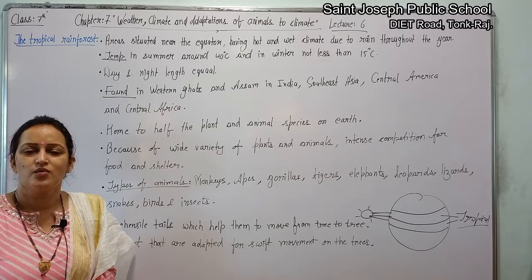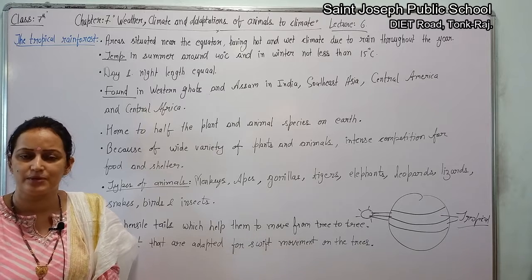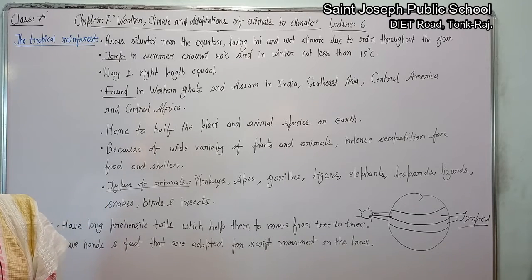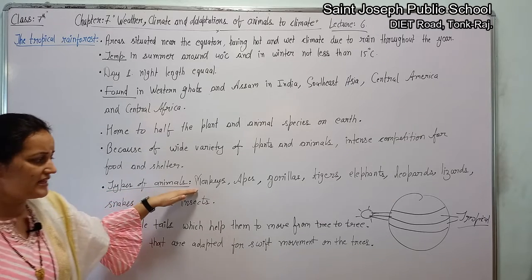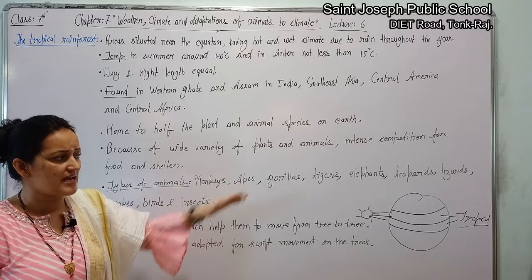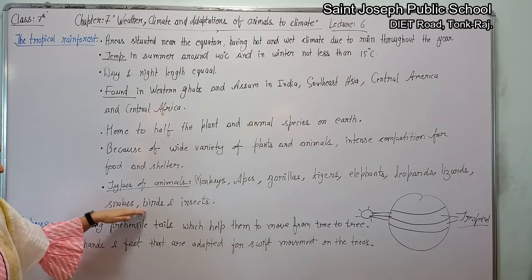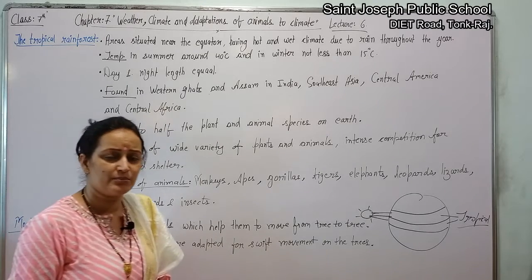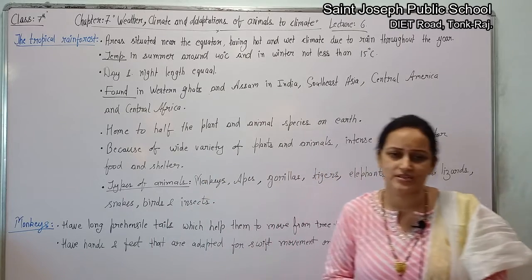Now let's talk what kind of plants, what kind of animals, especially हम यहाँ पे animals के adaptation की बात कर रहे हैं. So what the animals found in this area? These are types of animals: monkeys, apes, gorillas, tigers, elephants, leopards, lizards, snakes, birds, insects, and many more. These are few examples of the animals which are found in this tropical rainforest region.